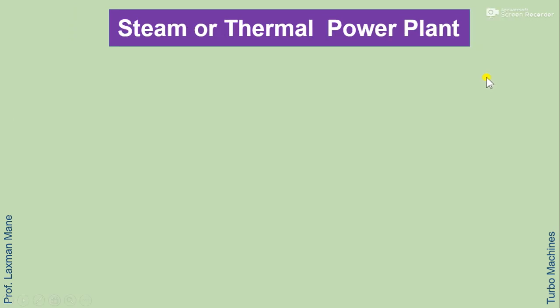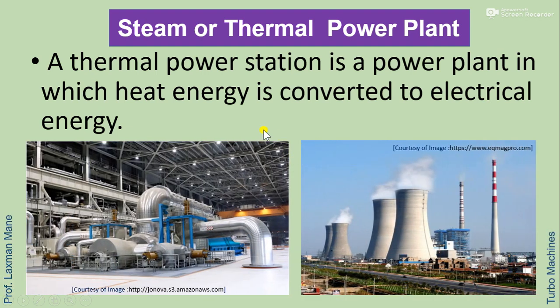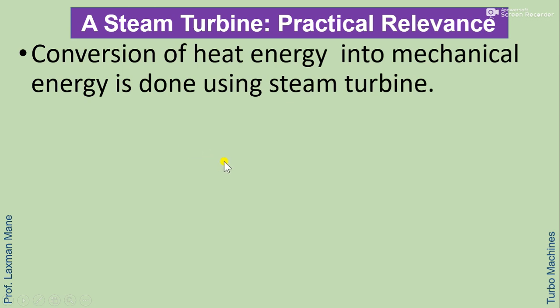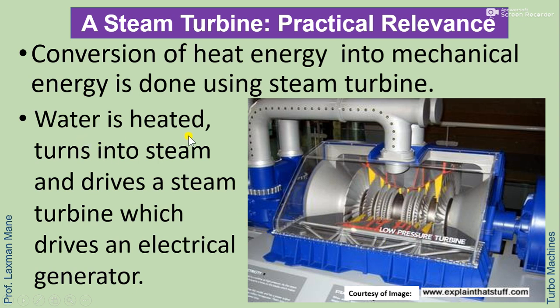Steam or thermal power plant. A thermal power station is a power plant in which heat energy is converted to electrical energy. Now we will see practical relevance of steam turbine. Conversion of heat energy into mechanical energy is done by using steam turbine. So here you can see a steam turbine. Water is heated, turns into steam and drives a steam turbine which drives an electrical generator. Thus electrical power is generated.